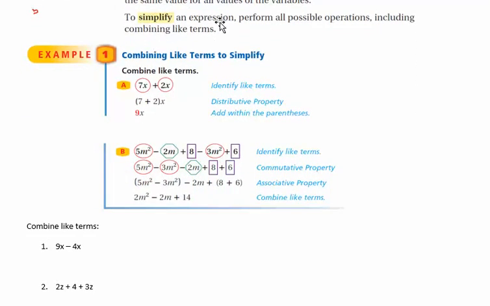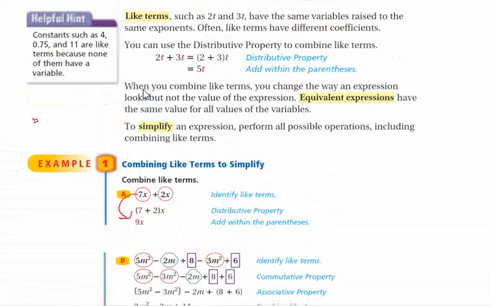And to simplify an expression means that you will combine like terms, that you will only have one of each variable remaining in your expression or in your equation if you simplify an equation. So in example A there, we see that to combine 7x plus 2x, you put the 7 plus 2 together and get 9x. You do not have to rewrite it like that. You can just write 9x because 7 plus 2 is 9.